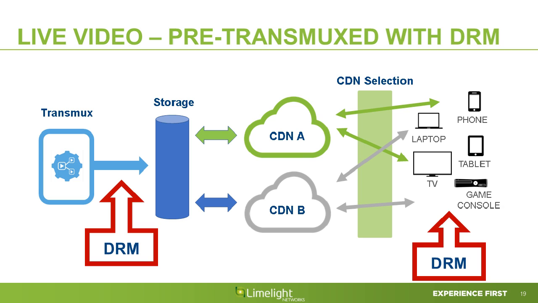But as you can see, it hasn't really changed the workflow a lot. If you already are pre-transmuxing all of your live video, basically you're going to be pushing that transmuxed content into a storage or a temporary storage, maybe a caching layer, where CDN A, when it has a request for a specific segment, if it's in cache, it'll just deliver that content. If it's not in cache, it'll go back and pull that content in. Again, you just have to make sure that your CDNs are set up correctly.